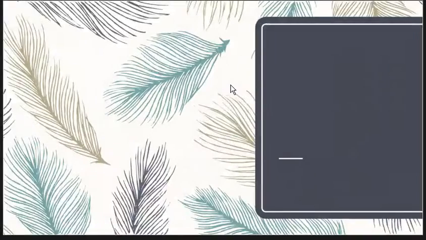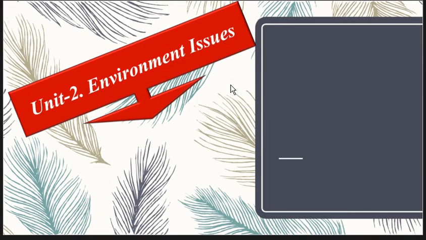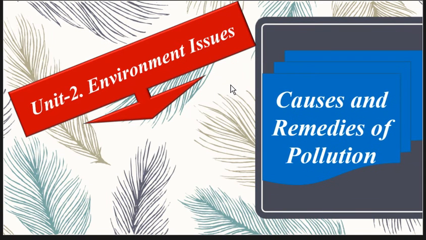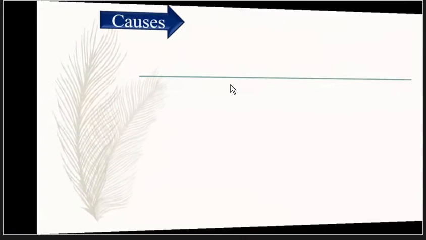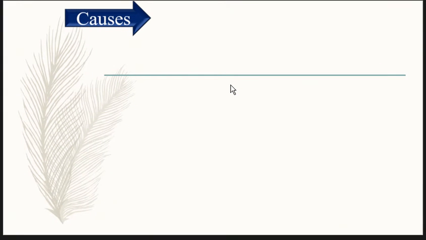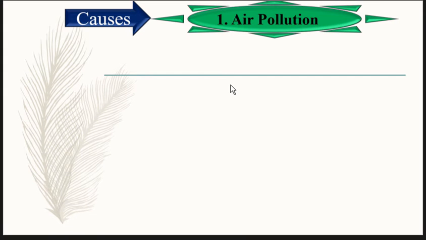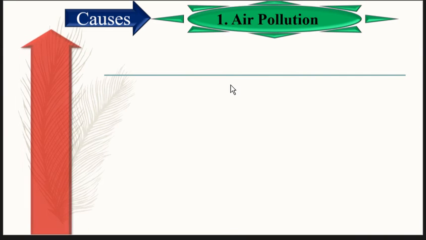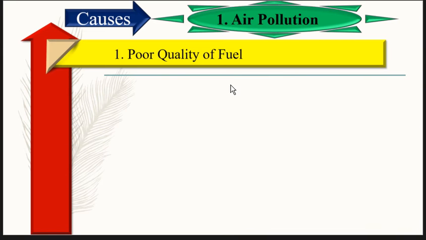Now, in today's lecture, we will study various causes of pollution and remedies to control the pollution. Let us see what are the causes of each type of pollution. So the first type of pollution is air pollution, and the following are the chief reasons or causes for high air pollution in India. So the first reason or first cause is poor quality of fuel.